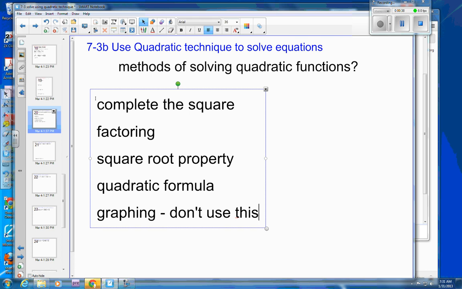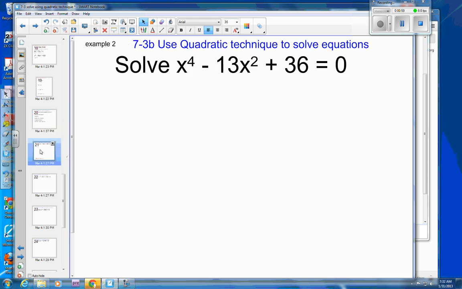If you've got a graphing calculator, it's great to use graphing and get a rough estimate to see where our shape is. But in general, you don't use graphing to actually solve. You just use it to get the approximation to help see if maybe your work was right, or to give you a starting point. So those are our main methods for solving quadratics. So let's get into this. So here's example 2 for today.